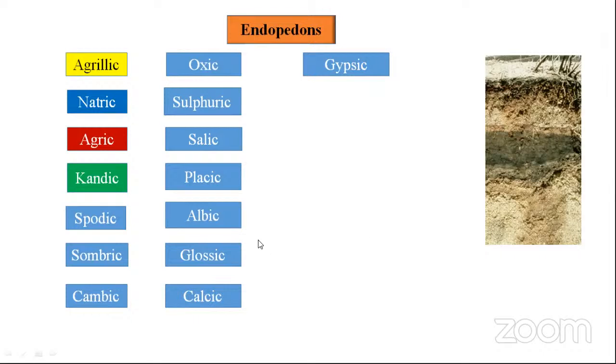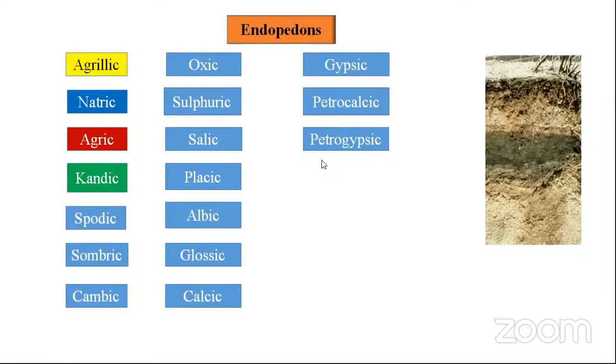From here, you can see some similarities in these pedons. Next is petrocalcic, then petrogypsic, then pragipan and duripan. So these are the different endopedons. If you are listening to these words for the first time, try to utter them once: argillic, natric, argic, cambic, sporic, sombric, oxic, sulfuric, salic, plastic, albic, glossic, calcic, gypsic, petrocalcic, petrogypsic, pragipan, duripan. Okay, students.